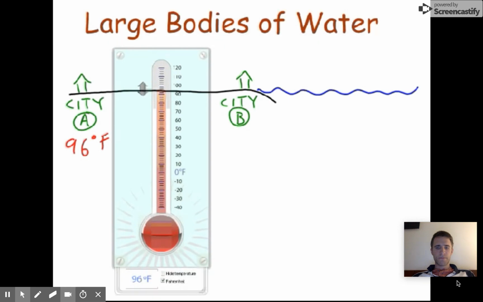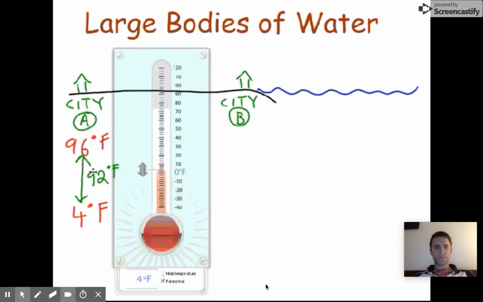Yet in the wintertime, the coldest temperature found at City A drops all the way down to, let's say, 4 degrees. So the coldest gets 4 degrees Fahrenheit. The range, or the difference between them, is quite large. So we have a large range in temperature. From wintertime coldest temperature to the summertime hottest temperature is a 92-degree range.